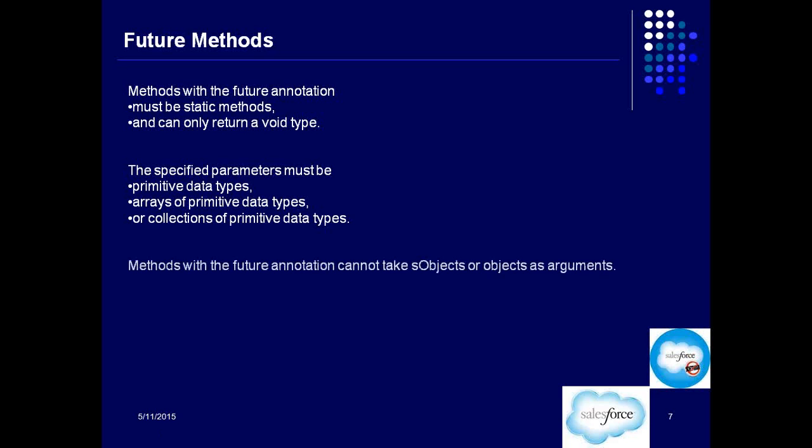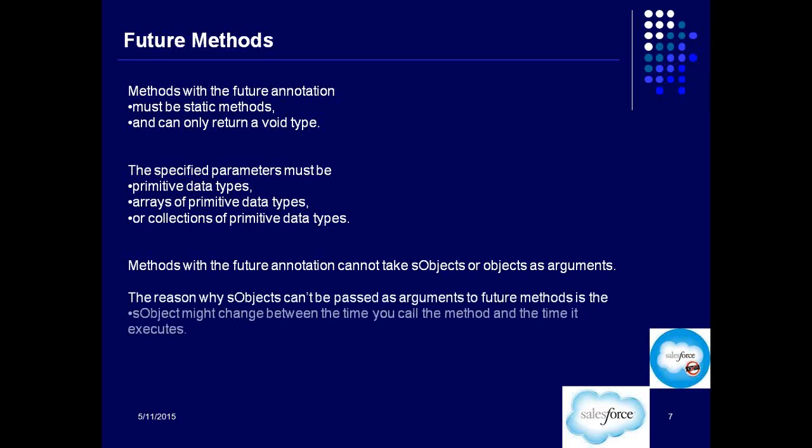Okay. Methods with a future annotation cannot take S objects or objects as arguments. They cannot take S objects as parameters for the simple reason that the values can change between when a future method was initiated by some user and the time it gets executed. The reason why an S object can't be passed as an argument to a future method is that the S object might change between the time you call the method and the time it actually gets executed. So that's a very simple logic.